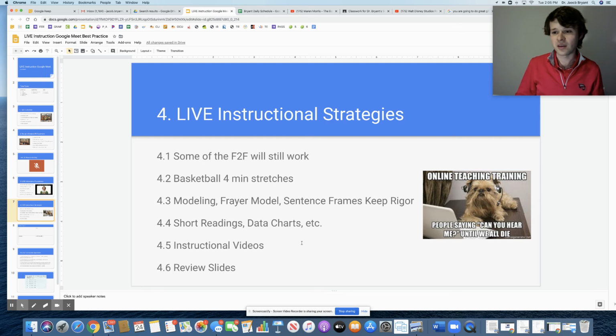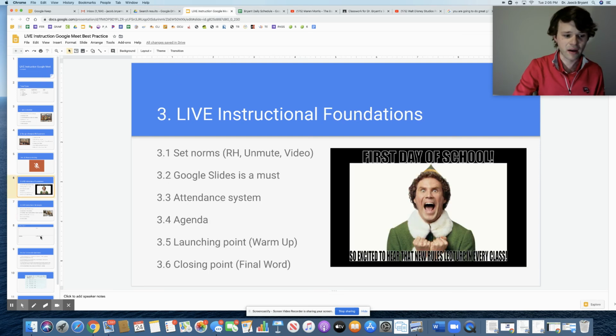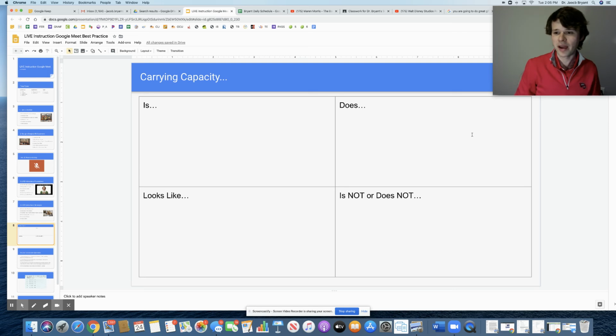So some strategies that will work really well in an online environment, you can still model how to solve a math problem, model how to think through something. You can still do that modeling. The Frayer model works really well. So we're talking about carrying capacity in my class.